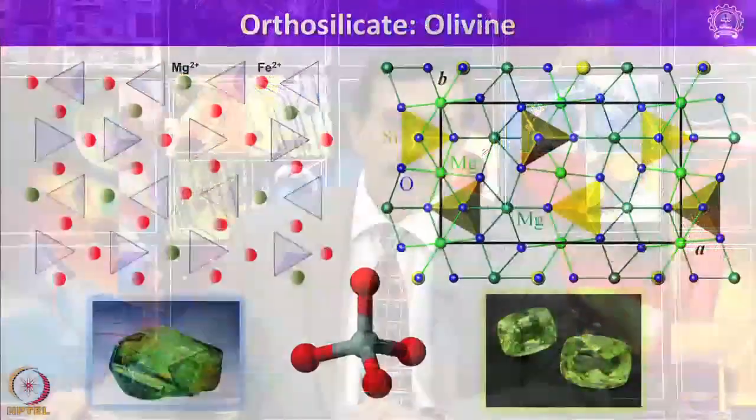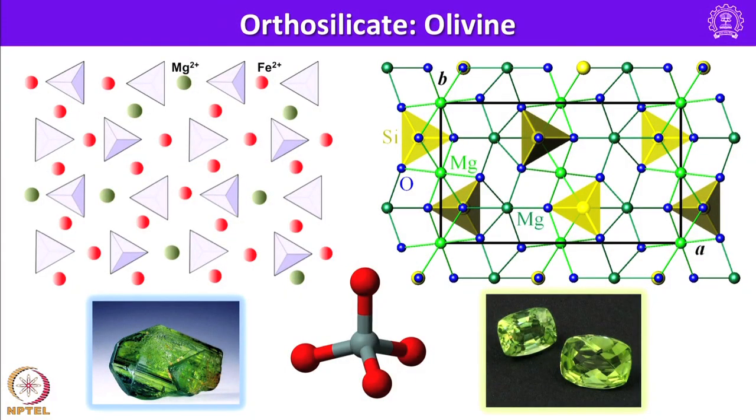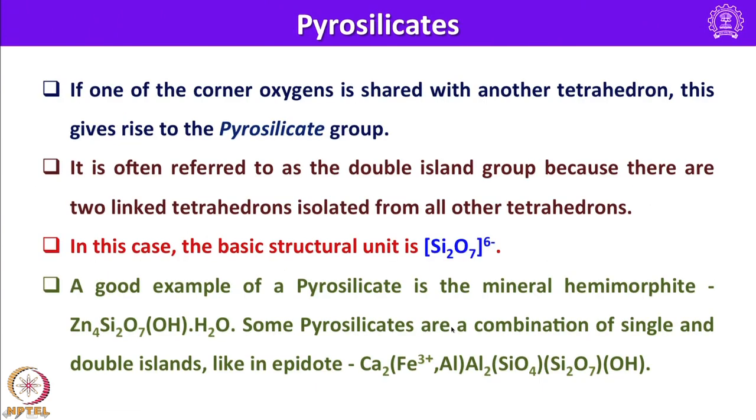Orthosilicate, you can see how these SiO4 4 minus tetrahedra are spread out without having any Si-O-Si linkages. And pyrosilicates, if one of the corner oxygens is shared. So, this is an example for pyrosilicate here.